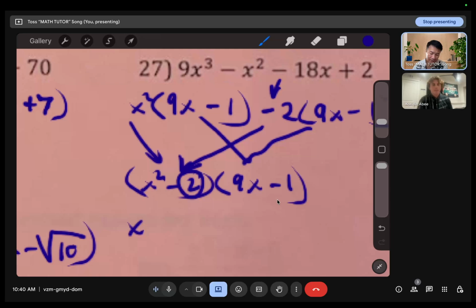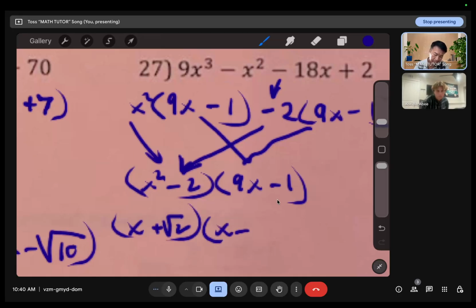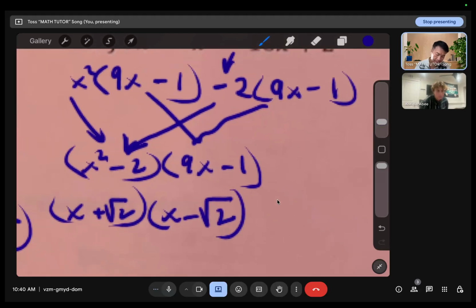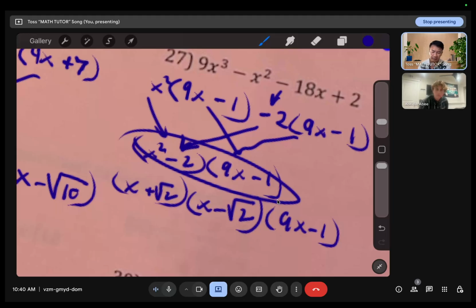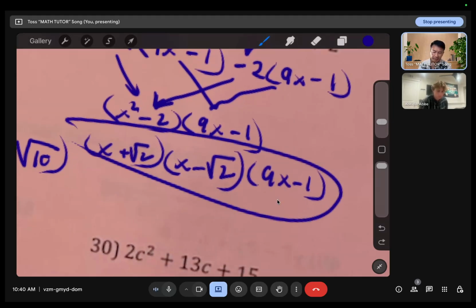Since this is not a perfect square, had it been a 25, it would be a plus 5, minus 5, but you can still do a root. I'll do a plus first, root 2, minus root 2, root 2, and then 9x minus 1. If you want, you can stop here. I think your teacher will accept that. But this is actually completely factored.